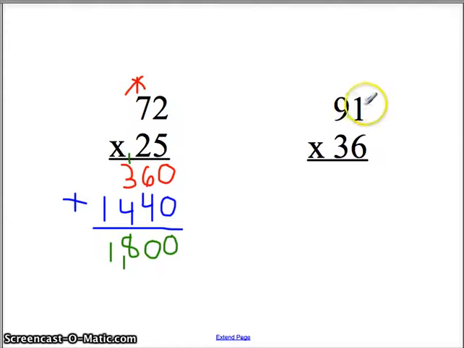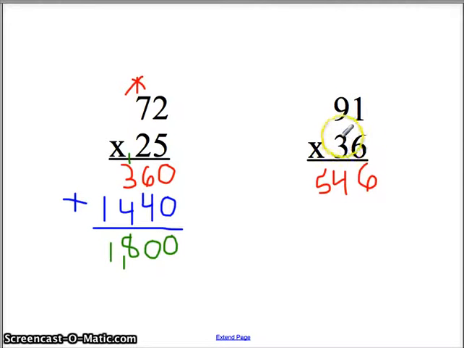Okay, last problem. 91 times 36. Ignore your 3 and multiply 91 times 6. 6 times 1 is 6. 6 times 9 is 54. Okay, I didn't even carry anything on this problem or regroup, so I don't have to worry about marking anything out on top. Next step.